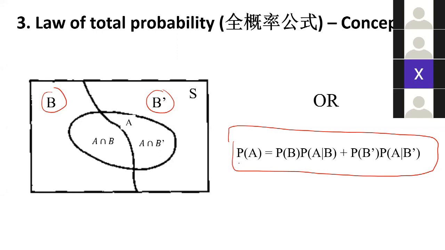Basically, it means the probability of A has two parts. The first part is, if B happened, we use the probability of B times the probability of A given B. Also, it has a second part. The second part is, if B prime happens, we use the probability of B prime times the probability of A given B prime. Okay, please write this down in your notebook. We're going to use it to solve some questions.